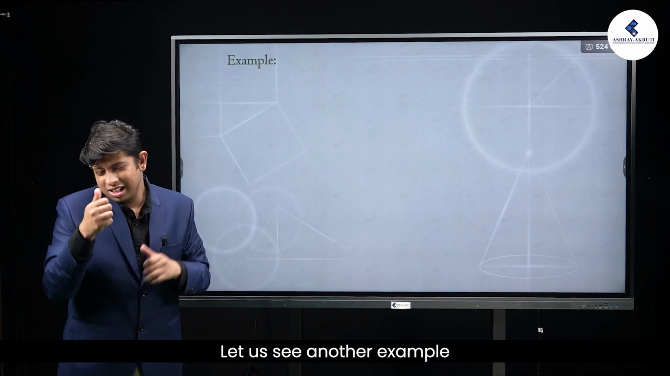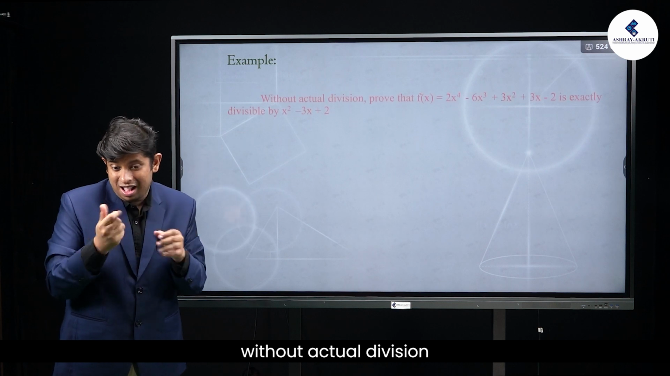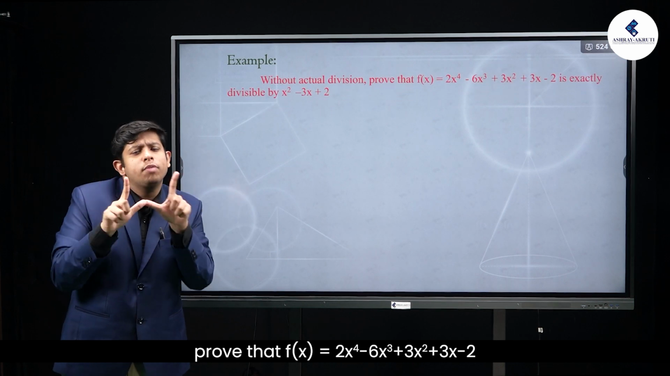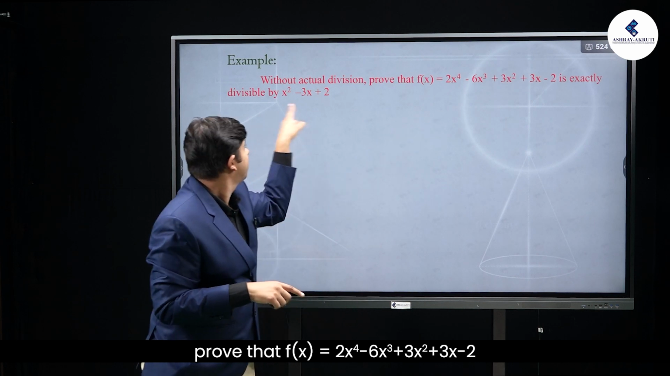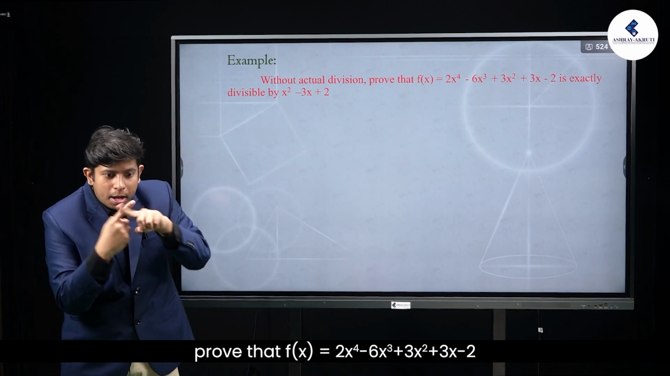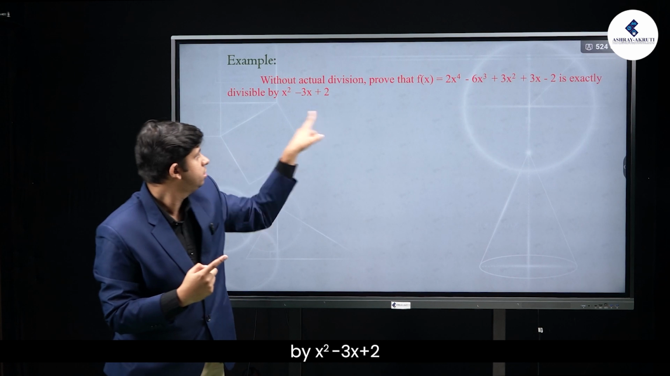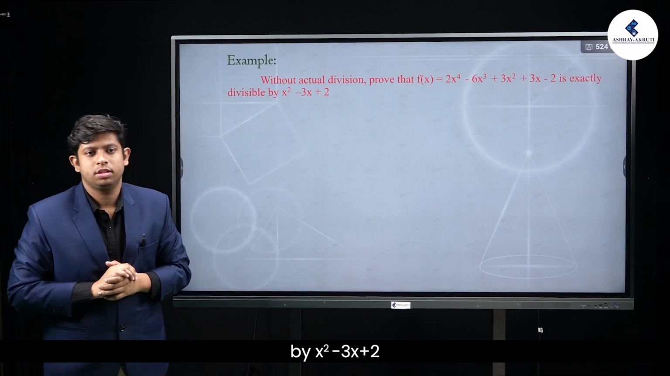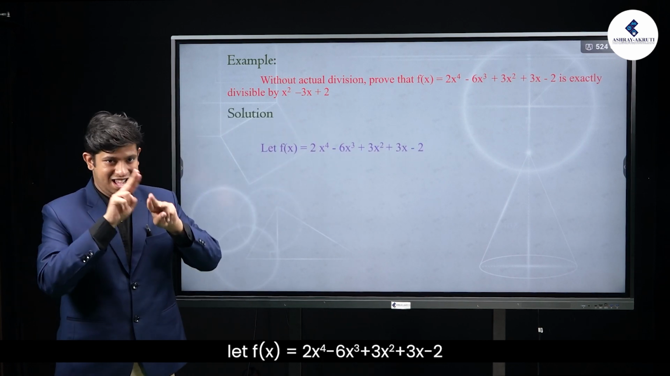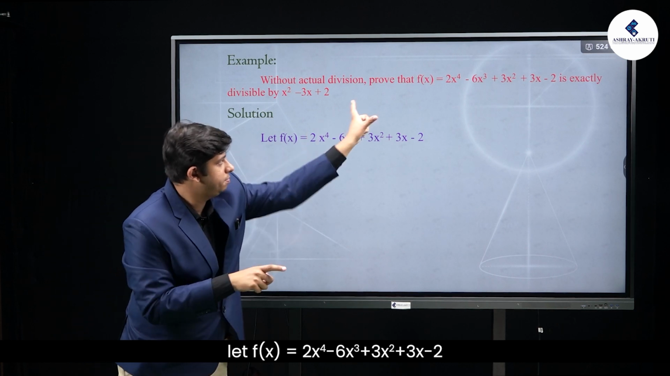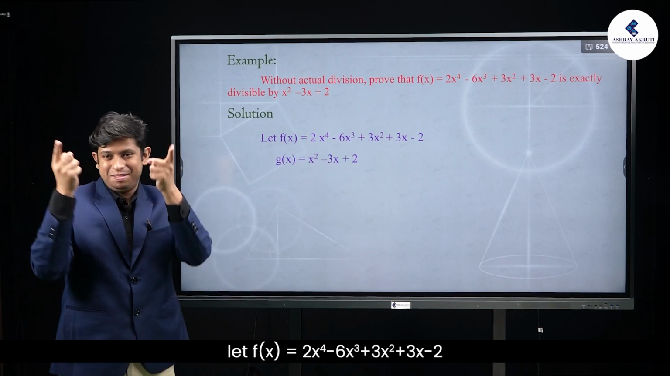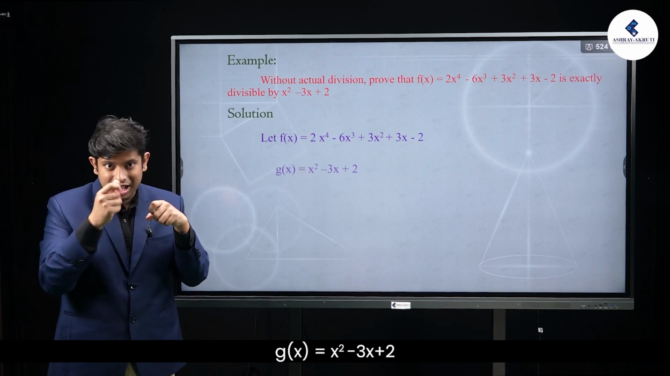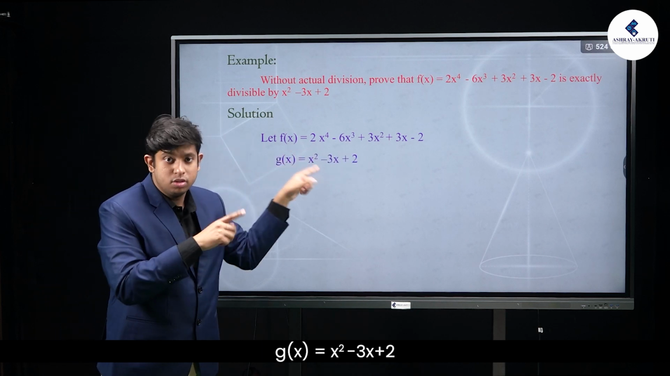Let us see another example. Without actual division, prove that f of x is equal to 2x power 4 minus 6x cube plus 3x square plus 3x minus 2 is exactly divisible by x square minus 3x plus 2. Solution: let f of x is equal to 2x power 4 minus 6x cube plus 3x square plus 3x minus 2. g of x is equal to x square minus 3x plus 2.